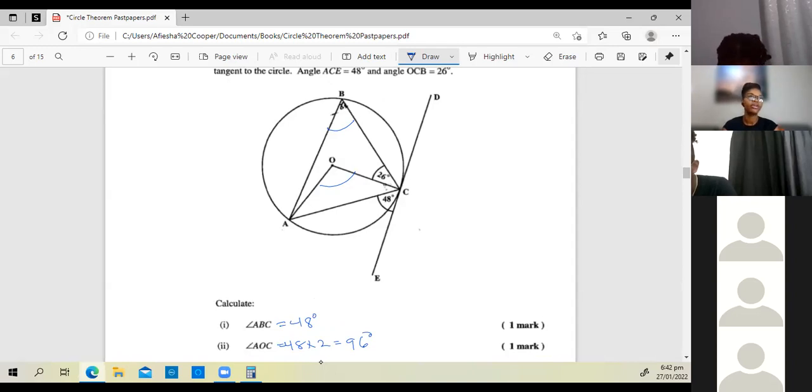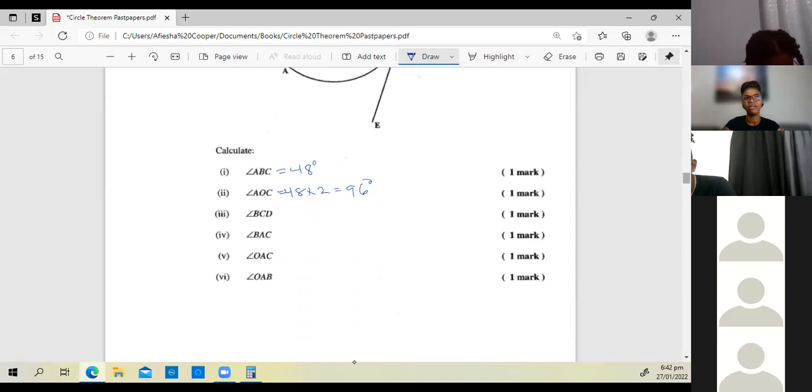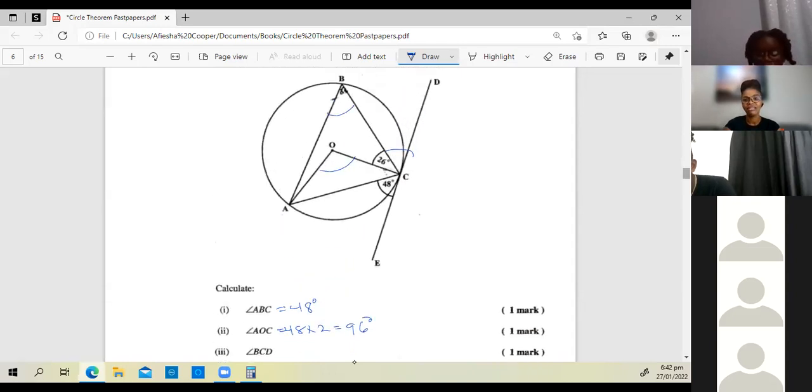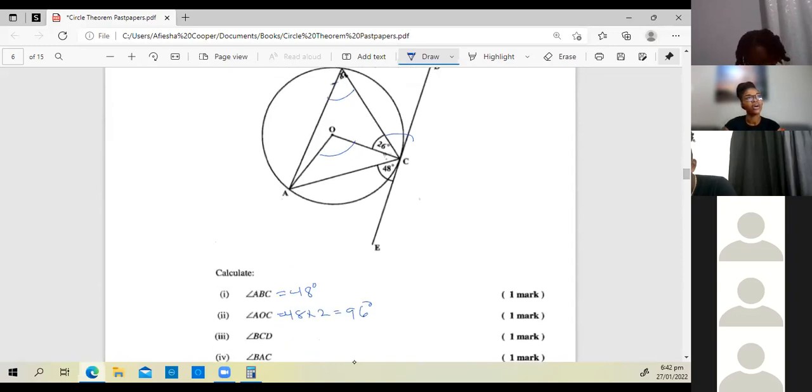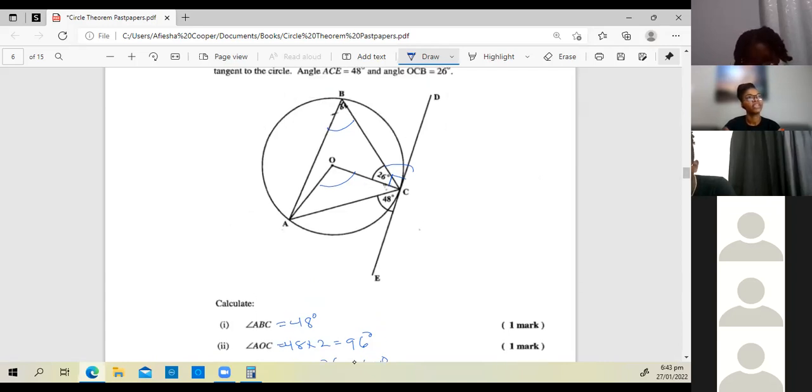BC out here. How much is that? Come on, look at the marks. 64. Miss, 90 subtract 26, because the angle formed at the point of contact equals 90 degrees. So 64 degrees. Nice. We form a right angle right here. BAC.